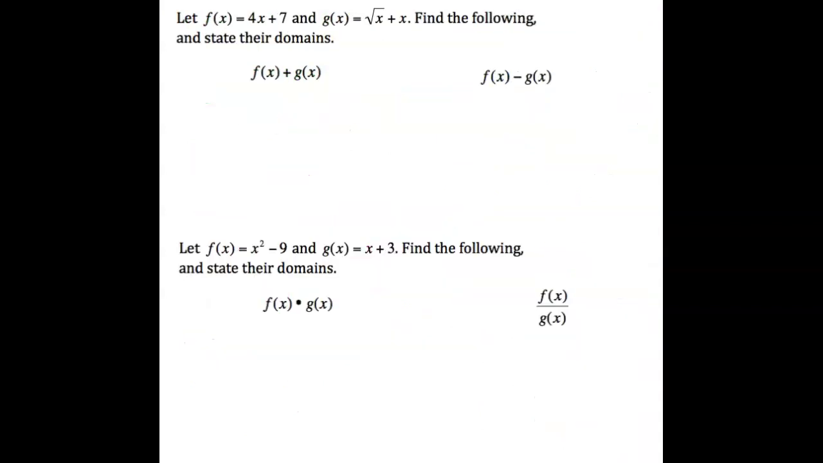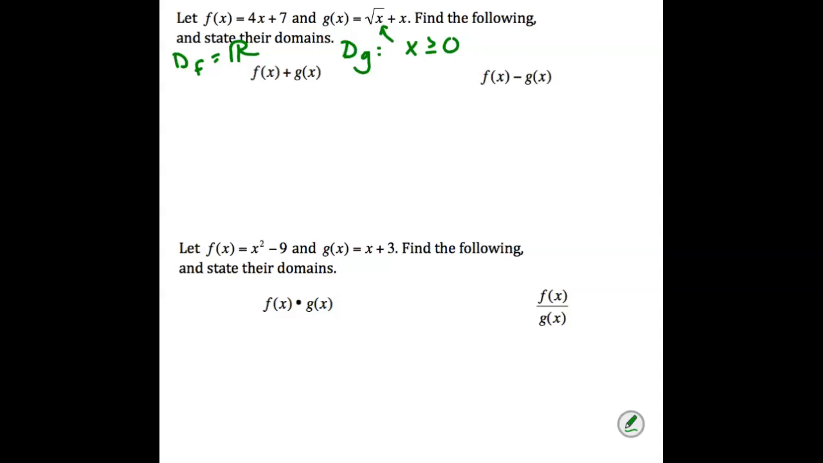All right, let's look at two new functions. This time f of x is 4x plus 7, and g of x is the square root of x plus x. For function f, my domain would be all reals. There's no even roots and there's no fractions. For g, though, we do have an even root here, a square root, and the piece underneath that square root can't be negative. So my domain for g would be that x has to be greater than or equal to 0. I can't let it be a negative number.